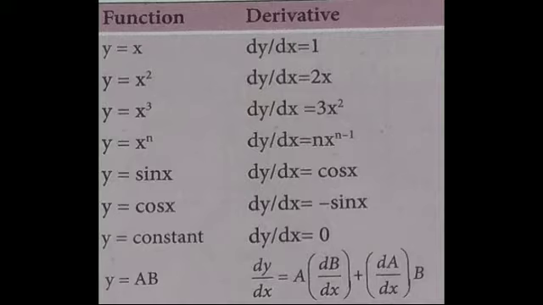That's all. இப்போ the product rule: for y equal to A B, the derivative dy by dx is equal to A of dB by dx plus dA by dx into B. That's all. In physics, velocity, speed and acceleration are all derivatives with respect to time t. This will be dealt with later.